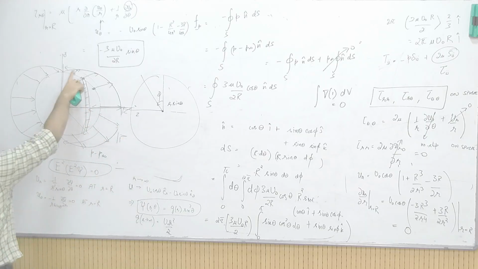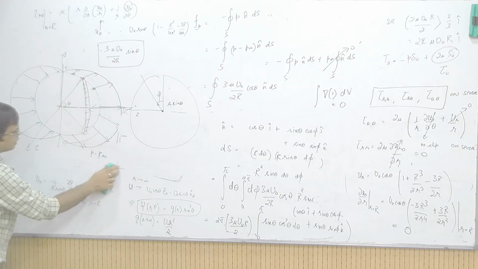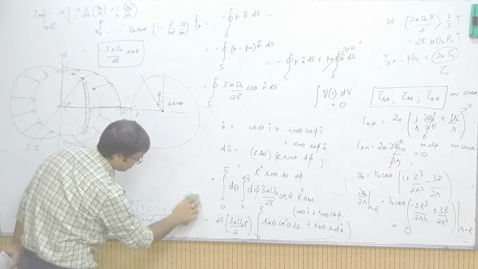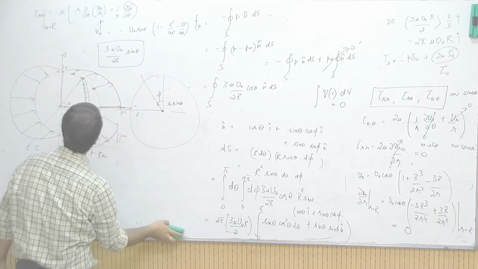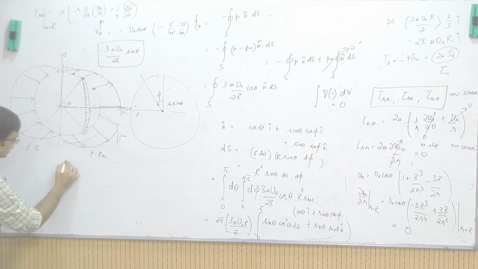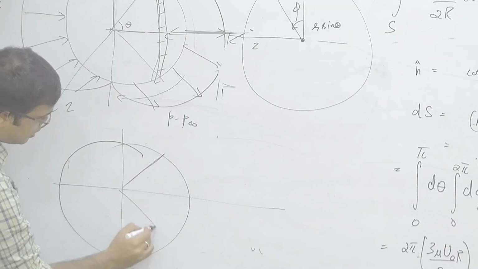Now you can make a similar intuition about this tau r theta stress. So if this is your sphere, let's say, and this is that ring.